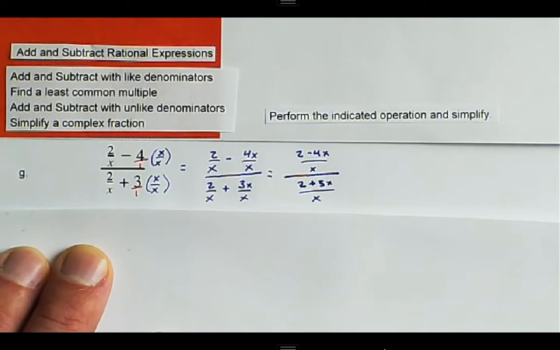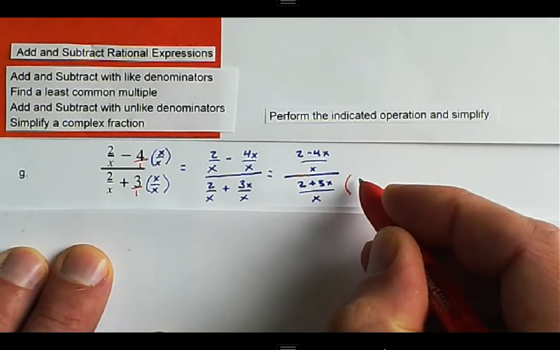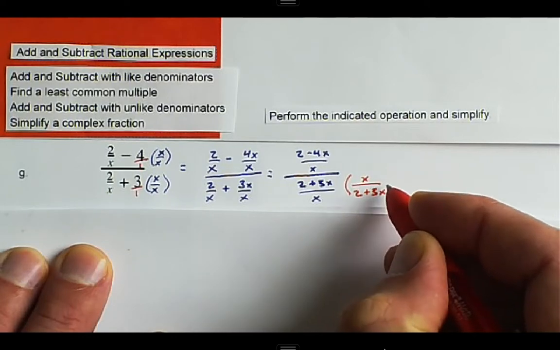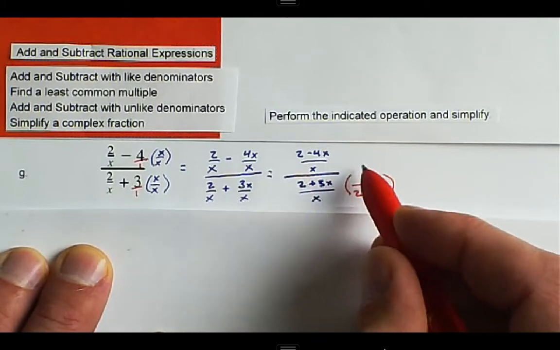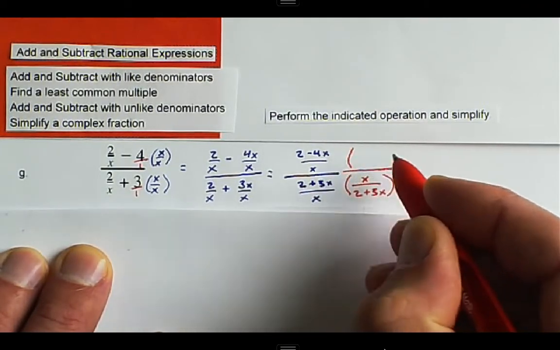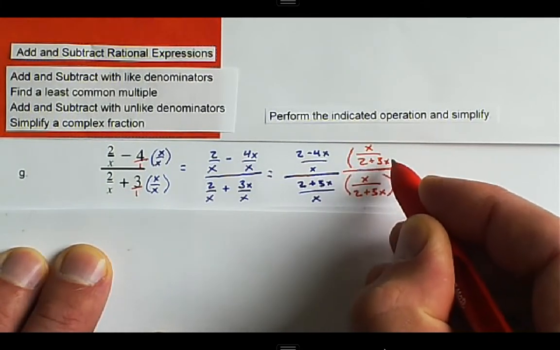So now we have a fraction divided by a fraction, and we want to use our keep change flip. Really what we're doing is we're just going to multiply by the reciprocal of the denominator. The reciprocal of the denominator here is x over 2 plus 3x. So that's going to get rid of all the stuff in the denominator, but to make sure that this has the same value, we have to multiply by x over 2 plus 3x.